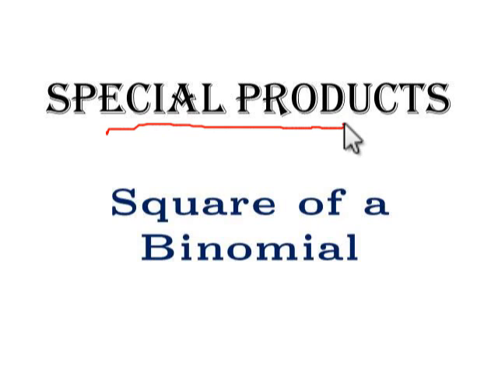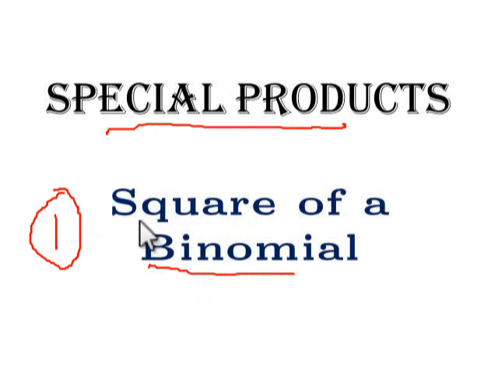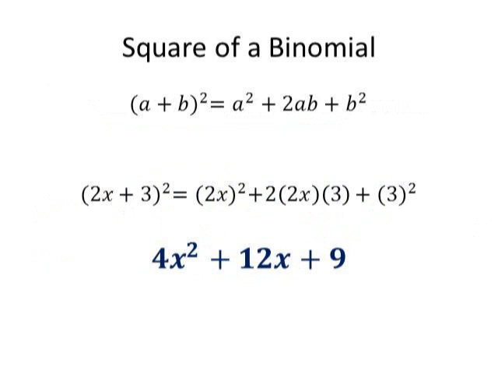So dito, I will be presenting to you three kinds of special products. So ang pinakauna natin, the first one is yung tinatawag nating square of a binomial. So with the keyword dito, binomial, of course, meron tayong binomial na naka-square. Okay? So ano po ang format and pattern of solution ng square of a binomial? So ito po ang itsura ng square of a binomial. So we have here a plus b quantity square. So naka-square po siya.